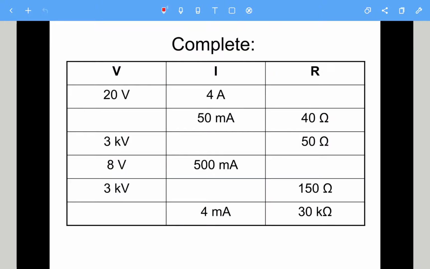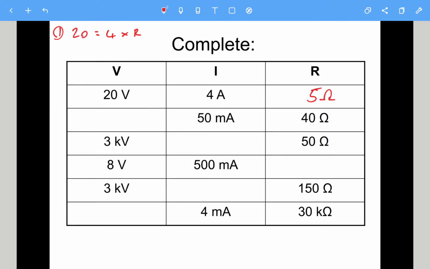All right, let's do some more practice. If you want to complete this table, and then I'll take you through the answers. So the first one, resistance. V equals IR, so number one would be 20 equals 4 times R. Obviously we need to do 20 divided by 4 to get the resistance. And the resistance is 5 ohms.